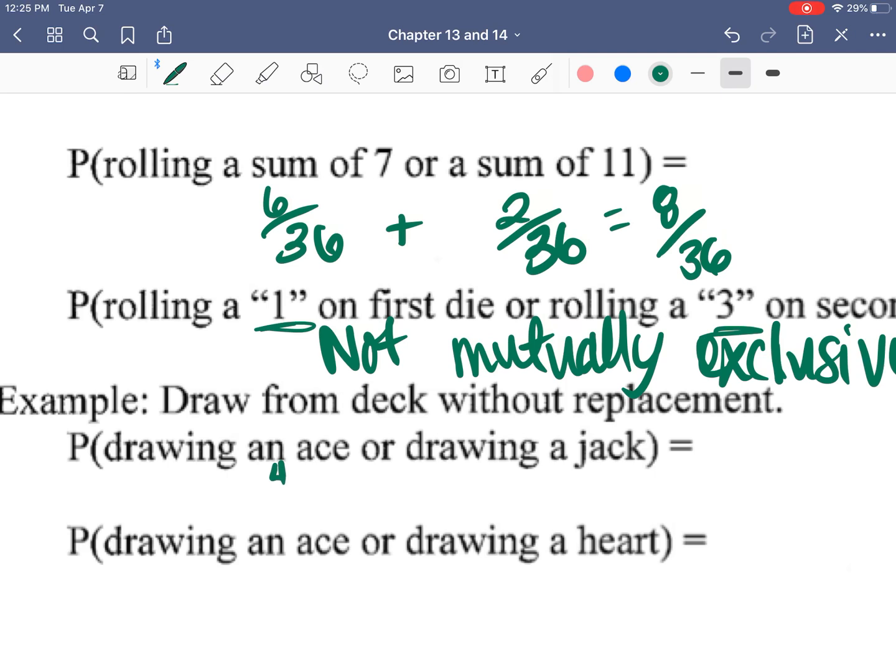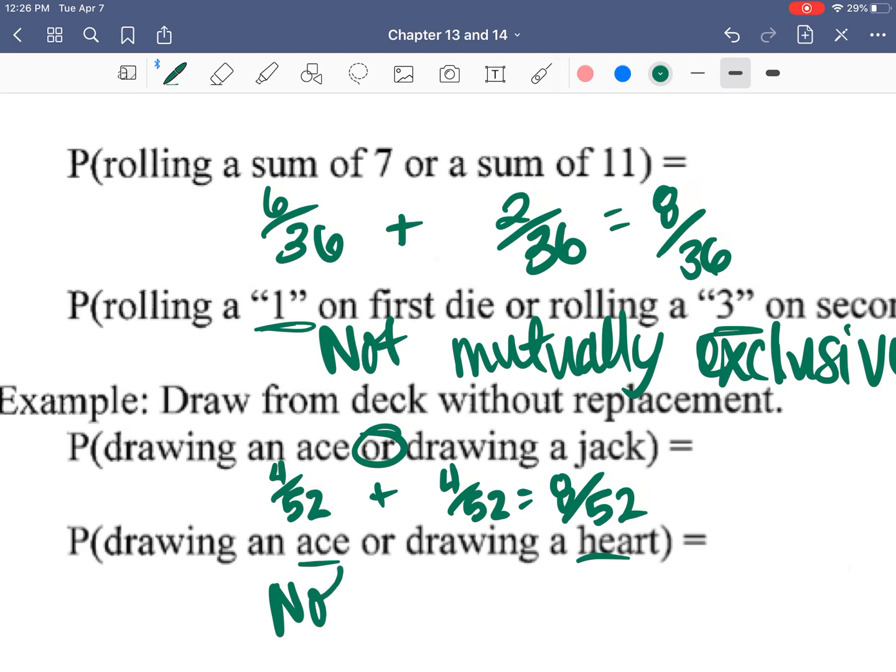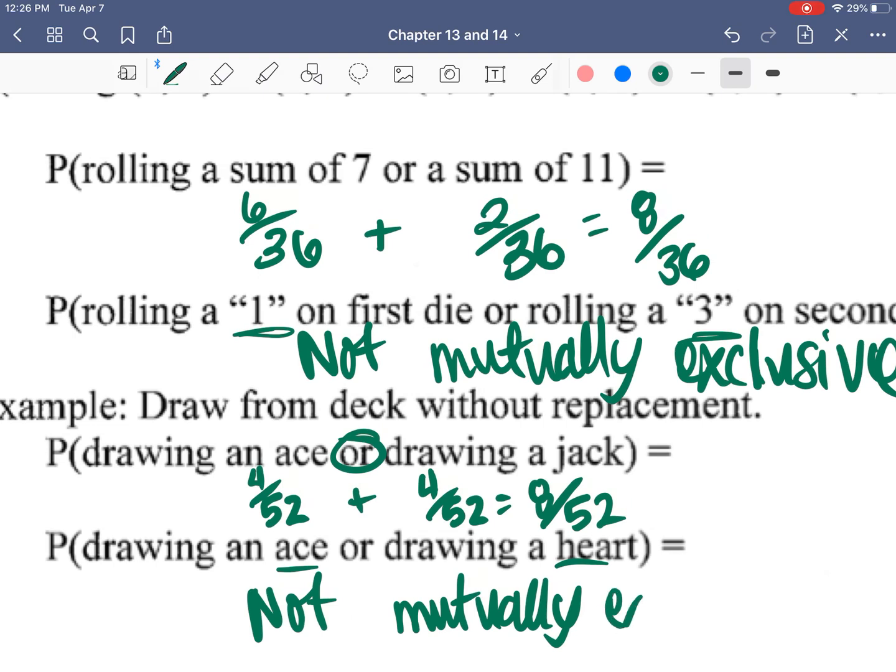With decks, so let's say we're drawing without replacement. Drawing an ace has a 4 out of 52 chance. Drawing a jack has a 4 out of 52 chance. So there's the word or means add. There's 8 ways to draw an ace or a jack. But if I want to draw an ace or a heart, there is an ace of hearts. So this is not mutually exclusive. So we don't worry about it.